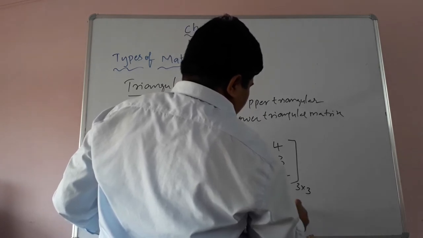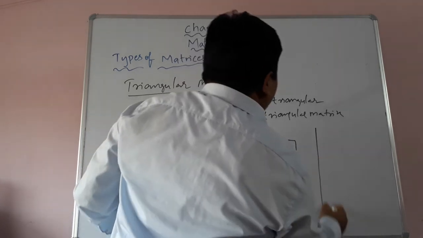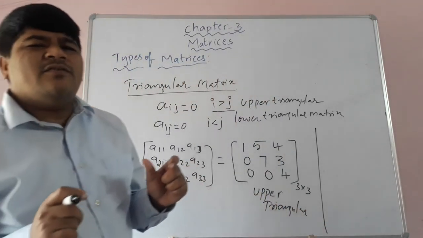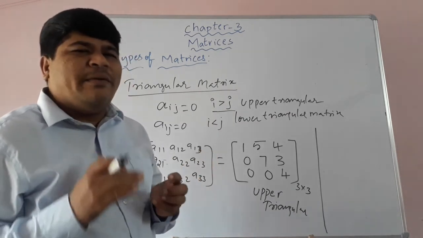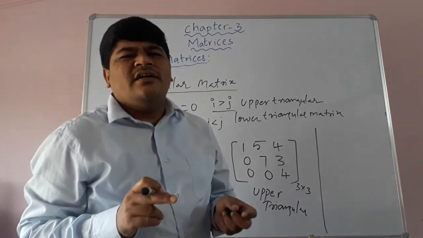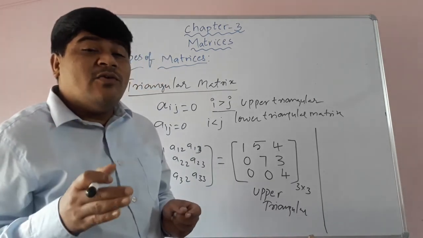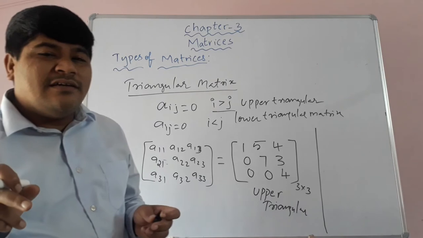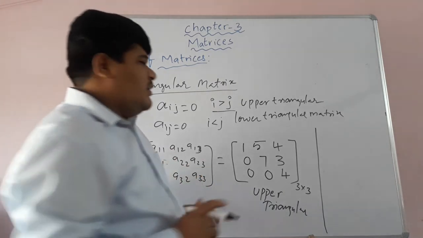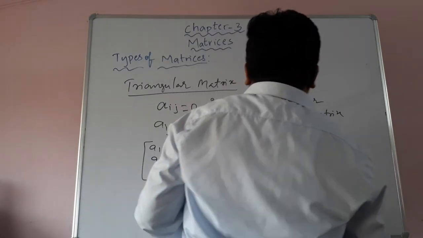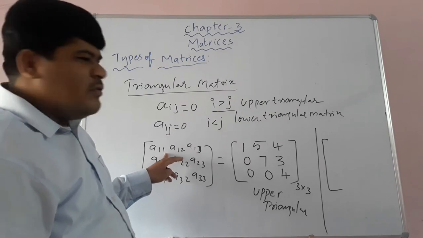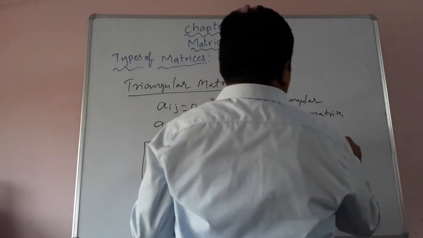Next, the lower triangular matrix, children. What is the lower triangular matrix? A matrix Aij is said to be lower triangular if Aij is equal to 0 if i is less than j, meaning the row must be less than the column. Now see the example for that. First A11. 1 1, both are equal. Maybe 0, may not be 0. So I am taking it as 5.